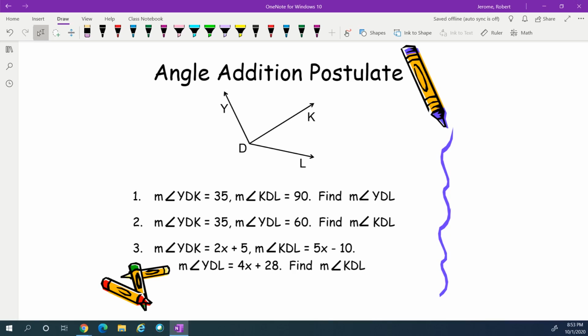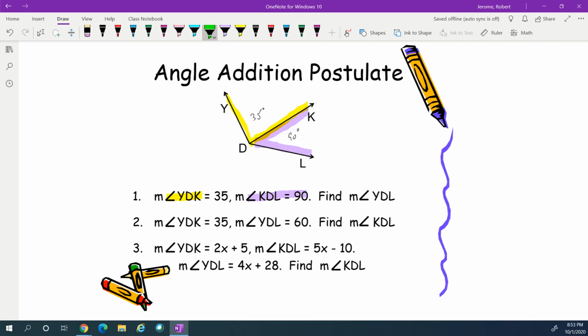Always find the part that they're talking about. So I'm not worried about the numbers or the algebra. I want to find the part. So angle YDK. YDK. That's the little angle. Angle KDL. KDL. So right now I know this little angle is 35 degrees and this little angle is 90. Now it might not look it, the drawing might not be accurate, but that doesn't matter.